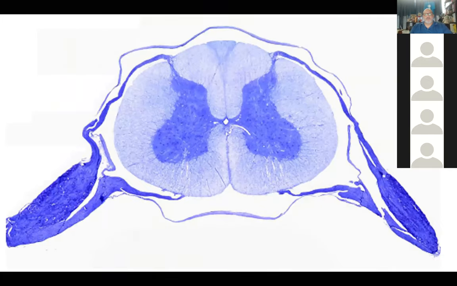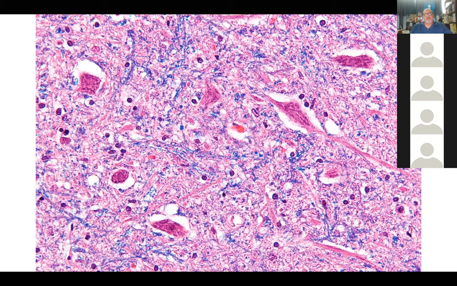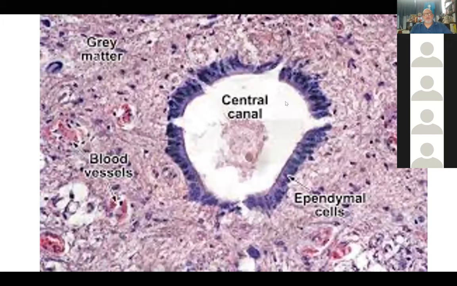All right, I think that is it. Oh, there you go. Cool. Look, a close up view of the central canal with some of those ependymal cells around the center. So cool. All right. So that is the last thing that I wanted to do. I wanted to go over some of that to make sure, again, we are comfortable with the histology you guys are responsible for.